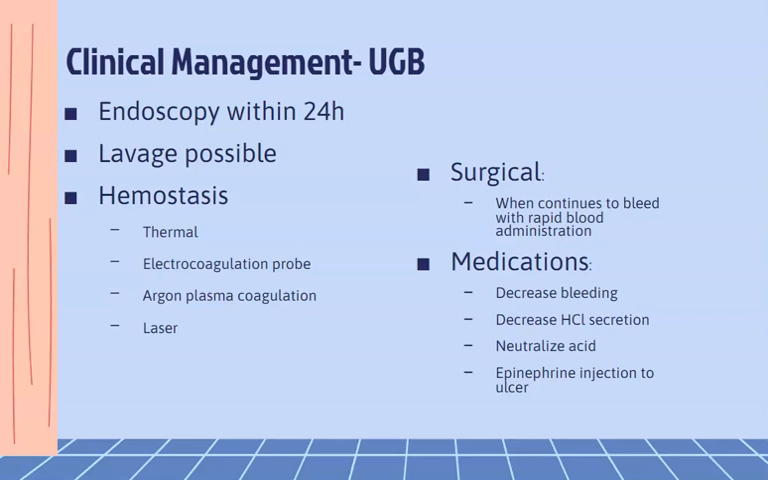We want to make sure that they're achieving hemostasis, whether we need to cauterize the vessels or whatever we're looking at to get that bleeding to stop. If we can't get it to stop, then we're looking at significant surgical interventions. Any medications we can give that are going to decrease bleeding, decrease or neutralize the acid, and then again, that epinephrine injection into those ulcers or bleeding vessels.